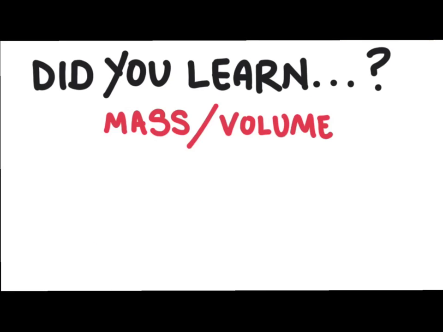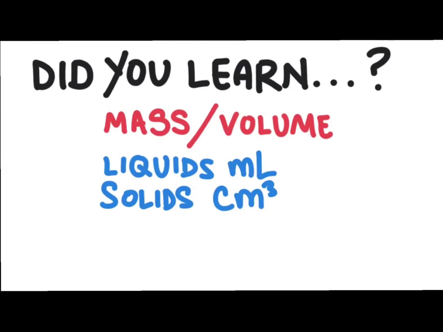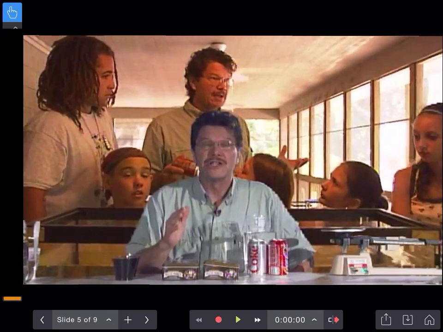Well, if you did, you learned that density is a measure that compares the mass of an object to its volume. We measure the volume of liquids in milliliters and the volume of solids in centimeters cubed. Density can be calculated with the equation D equals m over v. Next, you're going to see an experiment that shows how density identifies if an object floats, meaning it's less dense than water, or it sinks, meaning its density is more than water.